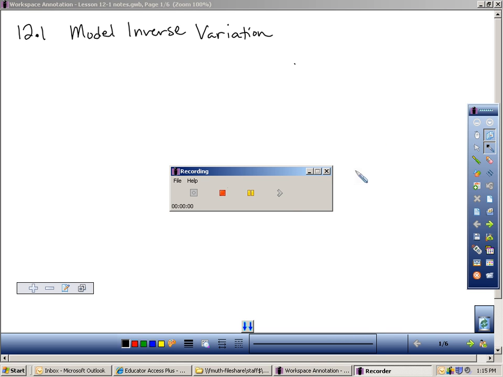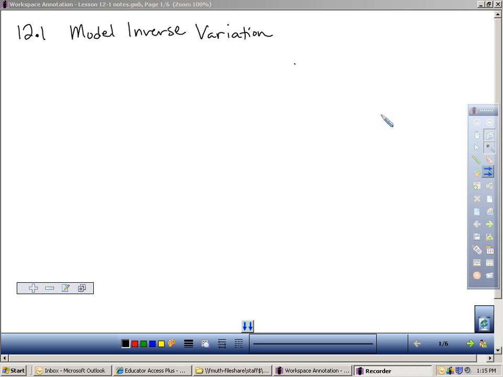Alright, we're down to our last two sections of the year, and we're starting one of the two sections here that we will cover in Chapter 12. If you look on page 765, that's where we will be starting. This is called Modeling Inverse Variation.